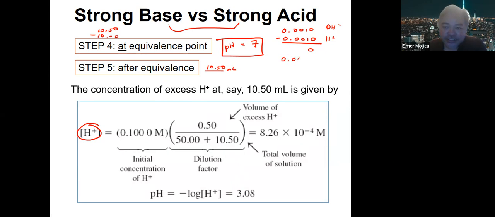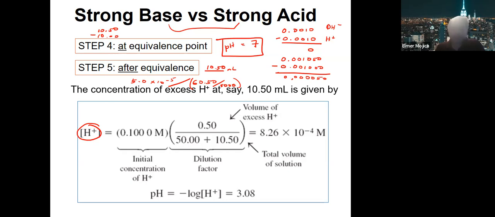Or you can do it like what we're doing, but this time, which one is the one in excess? It's already the H plus. So you can do it like this. In the end, you will have 0.00050, so 5 times 10 to the negative 5 divided by 60.5 divided by 1,000. So you just converted the volume there into liters.